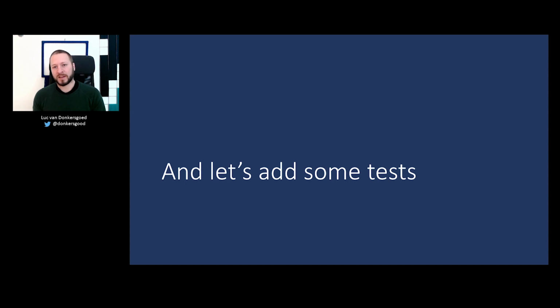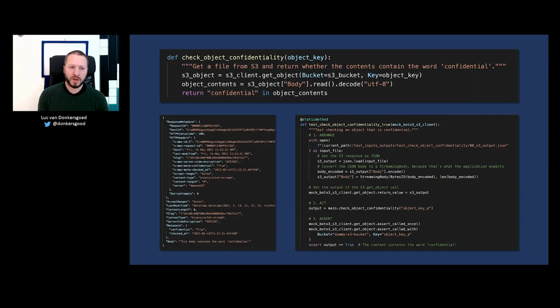Now, to verify that this code works now, but also keeps on working into the future, we add some unit tests. So let's look at the first function. We have the check object confidentiality. We generate some input. This is the exact input generated by S3. And it has a body, and this body contains the word confidential.